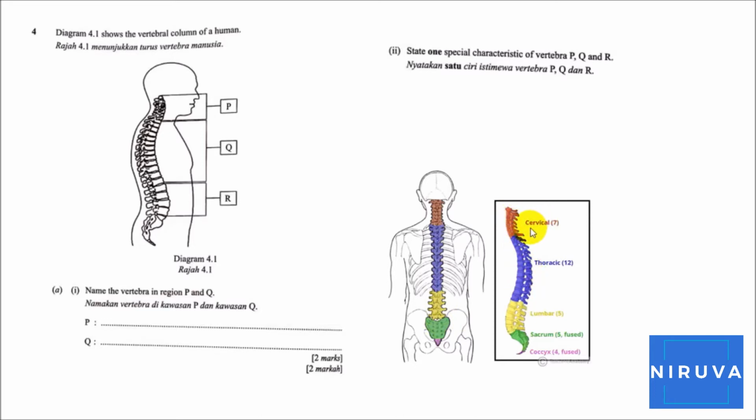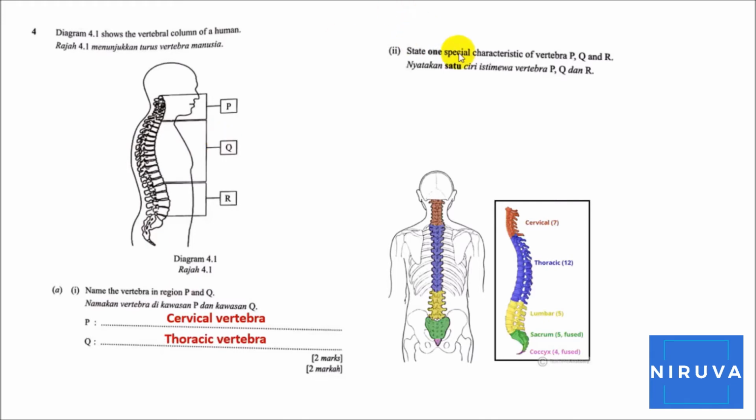We have cervical vertebrae, thoracic vertebrae, lumbar vertebrae, sacrum vertebrae, and also coccyx vertebrae. And sacrum and coccyx are fused, meaning that they are non-movable. But cervical, thoracic, and lumbar are able to move. So here we know that P is the cervical vertebra and Q is the thoracic vertebra.